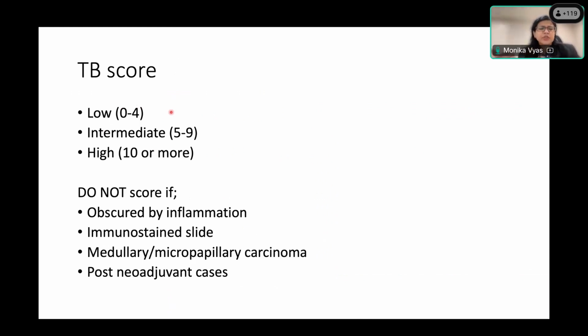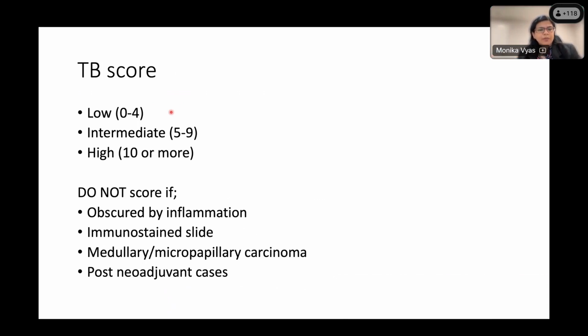Some situations make assessment of tumor budding very challenging and even unreliable. So if you have a lot of inflammation at the advancing front, your tumor budding is not going to be very reliable. So in such cases, you can refrain from giving a score and put in a comment that tumor budding could not be performed due to extensive inflammation at the advancing edge of the tumor. Again, do not use the immunostain slide.